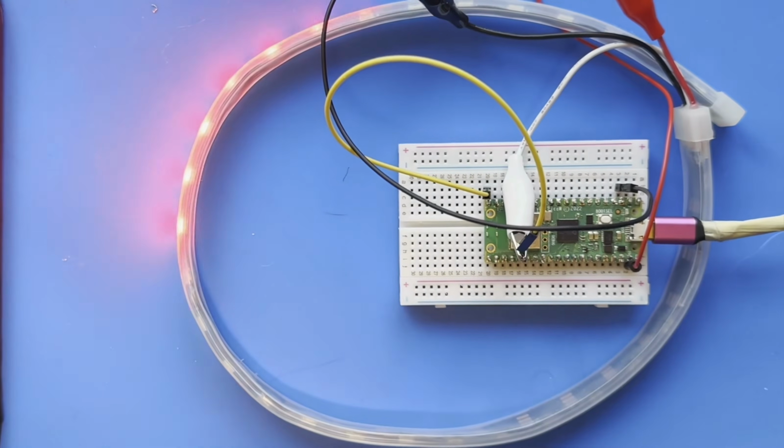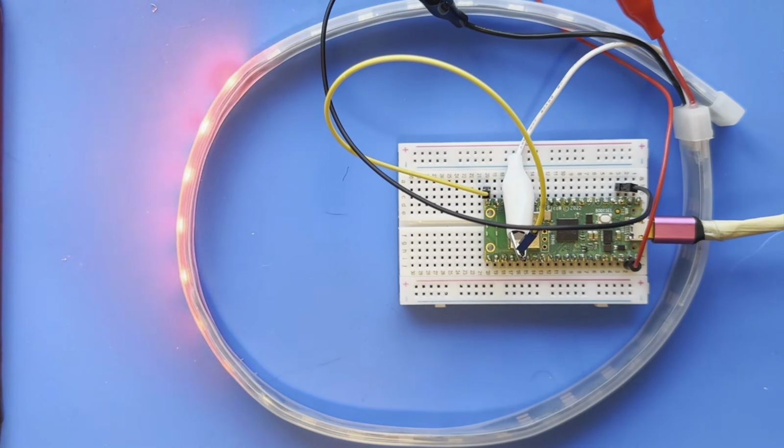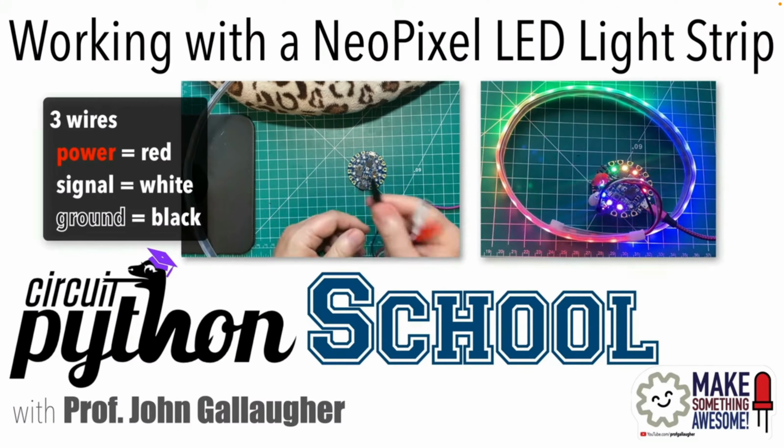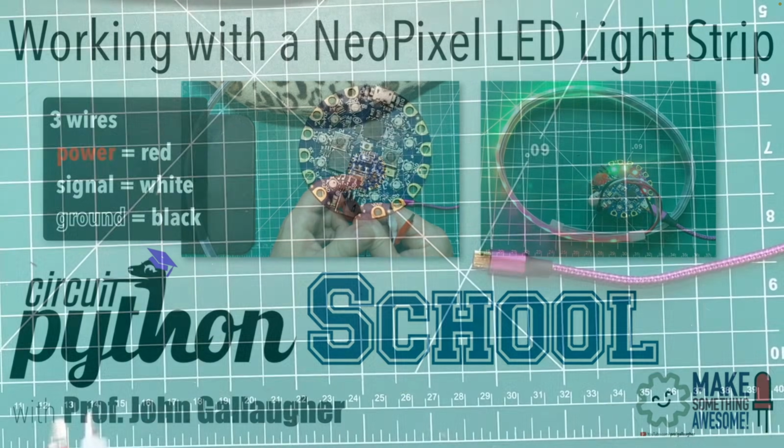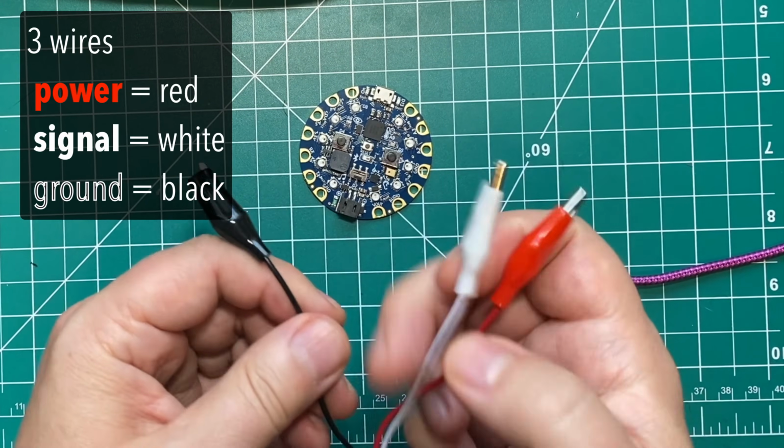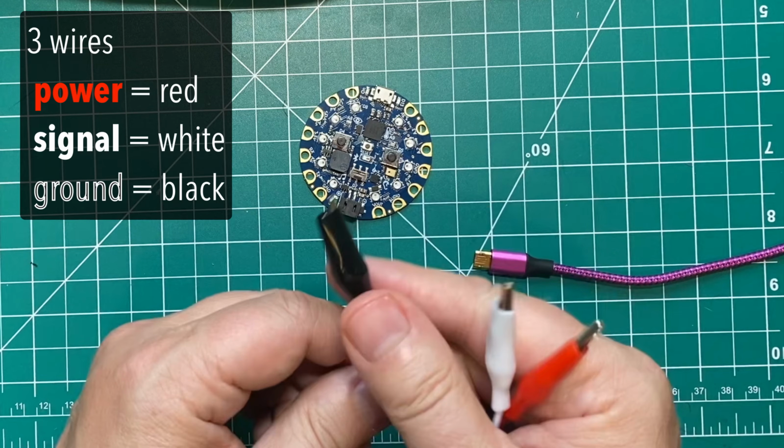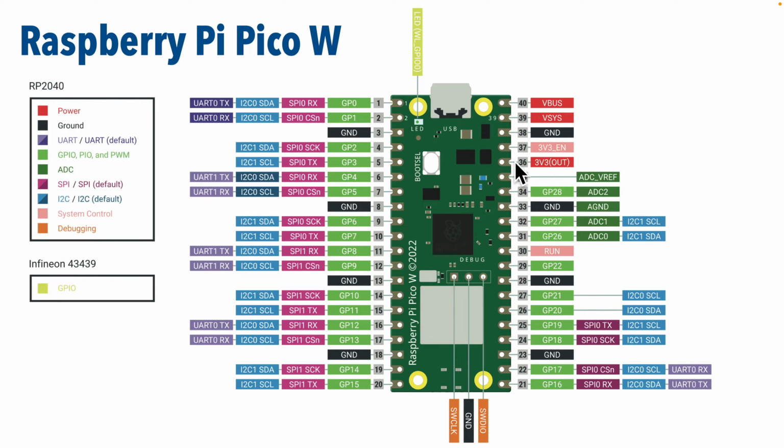This is the same 30 light NeoPixel strip that I'd used in earlier CircuitPython School lessons, and in the earlier lessons with the CPB, we learned that an LED strip like this needs to connect to power, signal, and ground. On this strip, power is red, signal is white, and ground is black. Now, if we look at the diagram of the Pico board, we can see that we've got a choice of 8 ground pins. They're all identical. They all show up in black on this diagram.